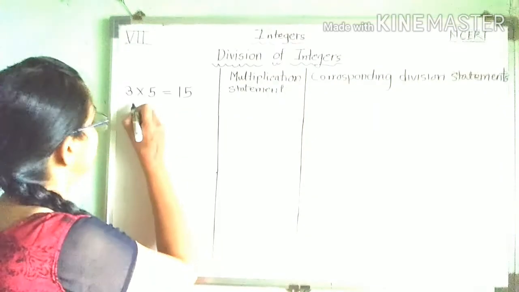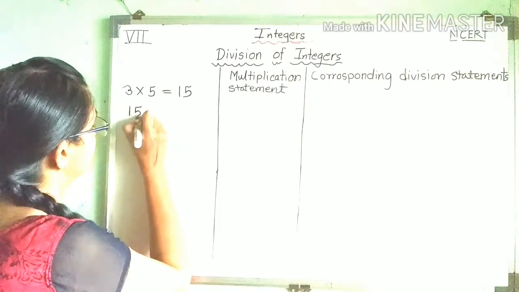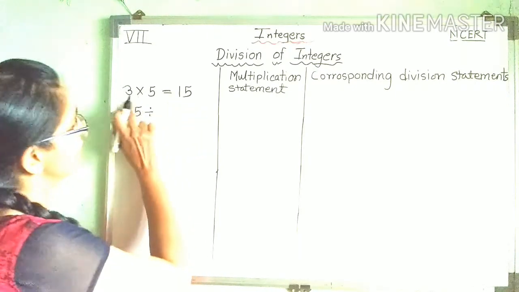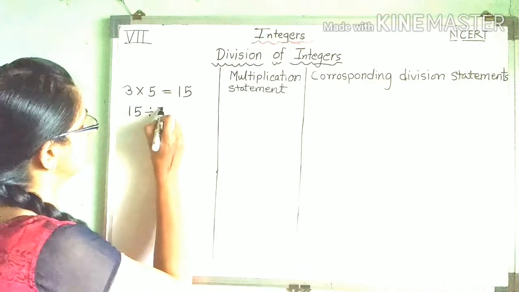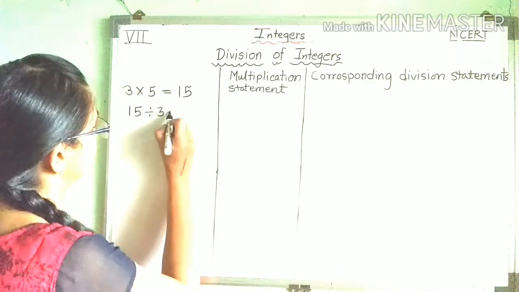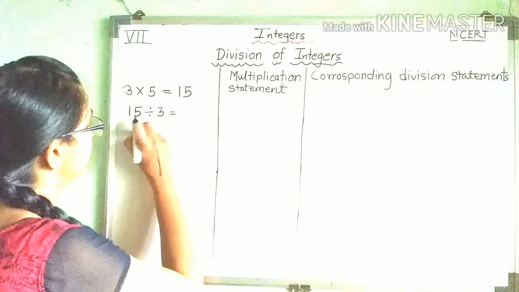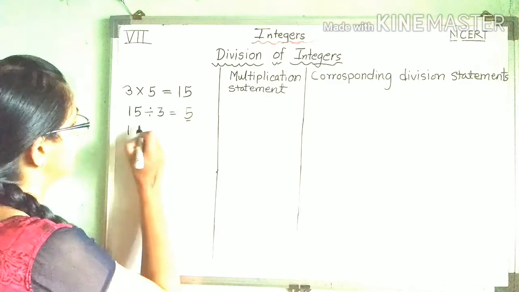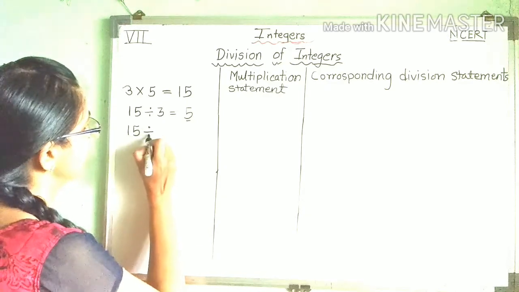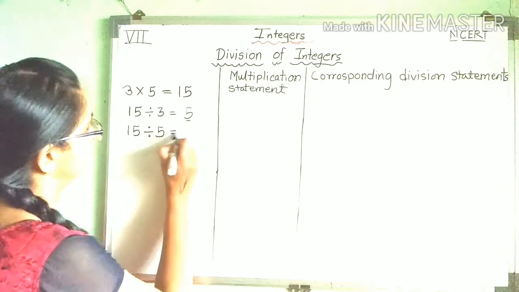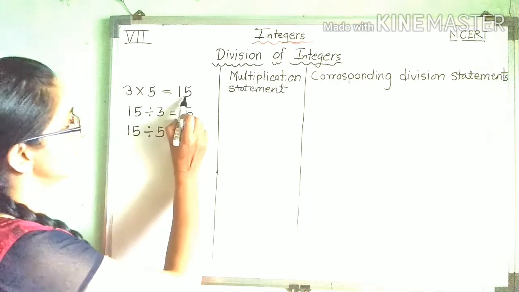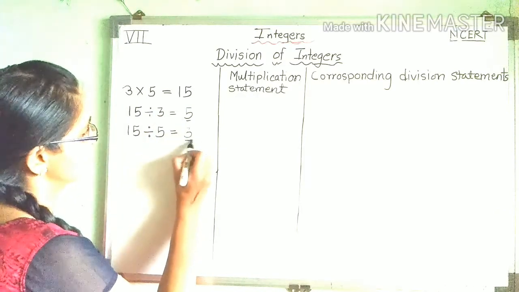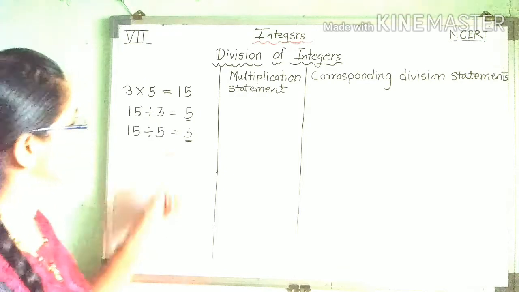Yes. So the corresponding division statement for this is 15, that is this product, divided by one of these numbers. First we divide it by 3. The quotient is, 3 5s are 15, so 5 is the quotient. Again, the next corresponding statement is 15 divided by 5. Now I divide 15 by 5.